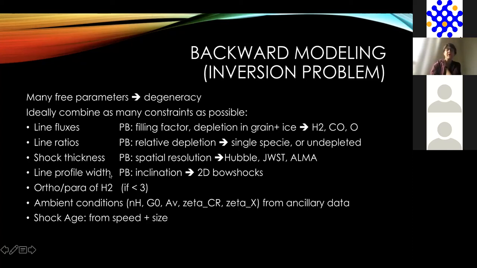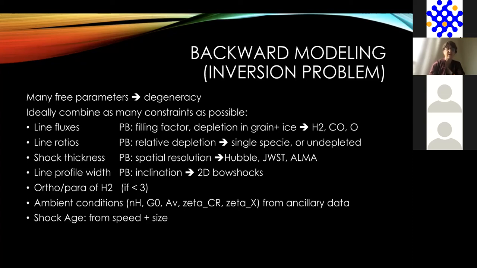The line profile width is very important because it can give you information on the shock speed. You expect it to be close to the shock speed within a cosine term. And I'm going to show you how you can do that with 2D bow shocks, where the inclination effects are a bit less dramatic.